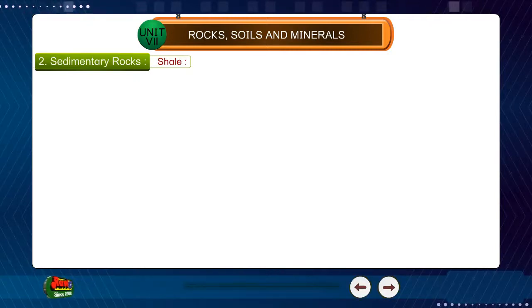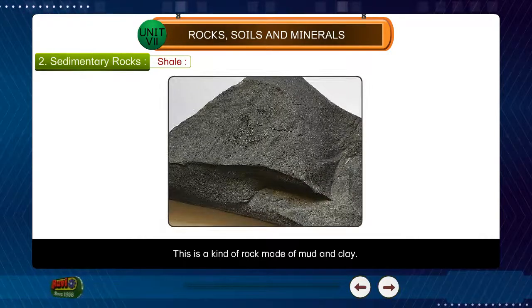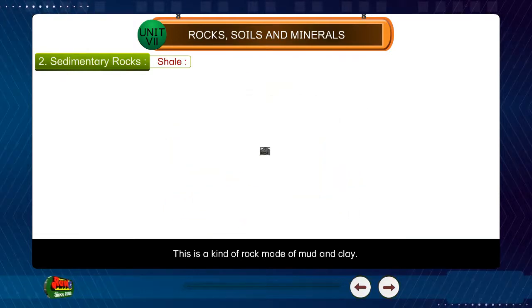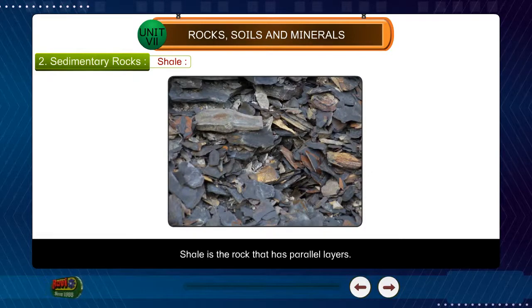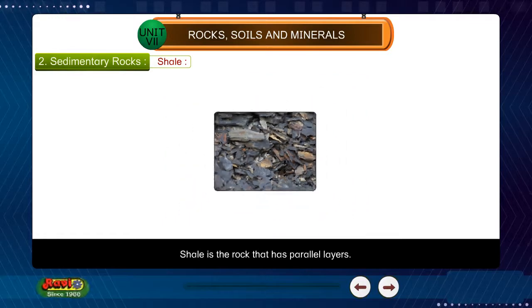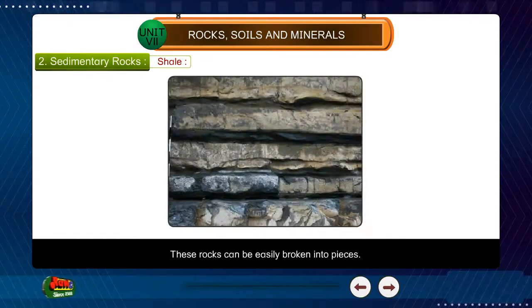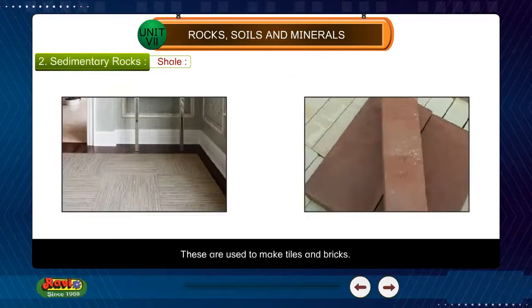Shale. This is a kind of rock made of mud and clay. Shale is the rock that has parallel layers. These rocks can be easily broken into pieces. These are used to make tiles and bricks.